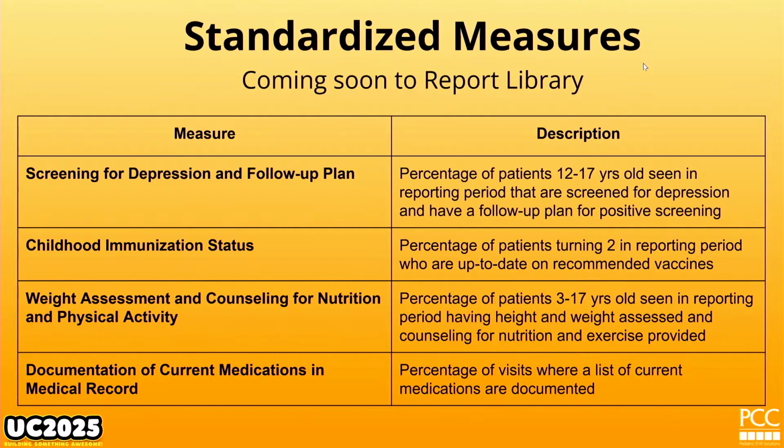The way that these are calculated are what's called standardized measures. So every year there are measure specifications that are updated. As we built these measures and the queries for these measures, they are based on the latest specifications for it. So this will be good if you're a practice doing PCMH recognition for your annual reporting. You are required to use what they call standardized measures.